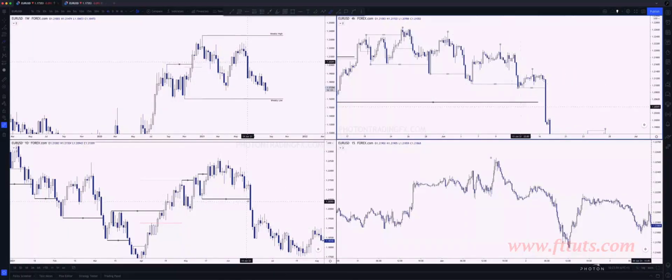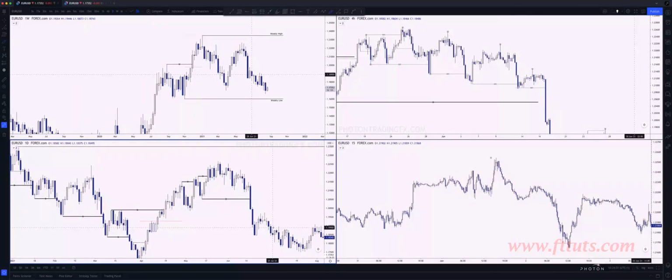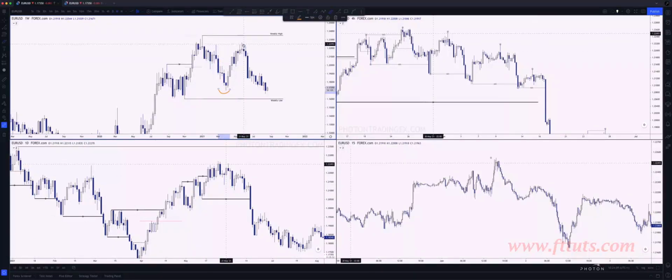Now, when we get that daily bearish trend change, we get that closure down here. The daily's now bearish, we're expecting a daily bearish trend. But what's happened on the weekly chart? Well, the weekly is bullish, and we are expecting a weekly higher low to kick in.